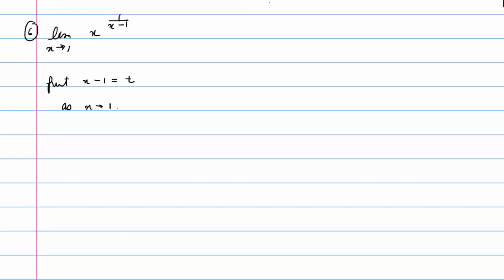So as x approaches 1, t approaches 0. So the limit as t approaches 0 of (1 + t) raised to 1 over t, and this has given us the answer as e.